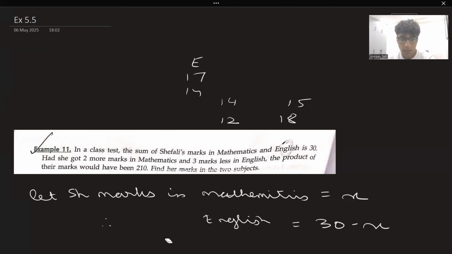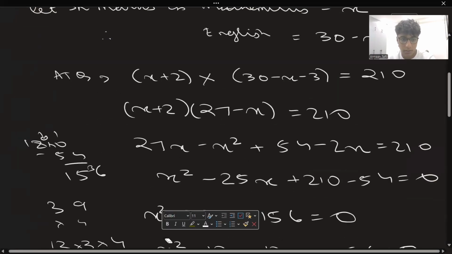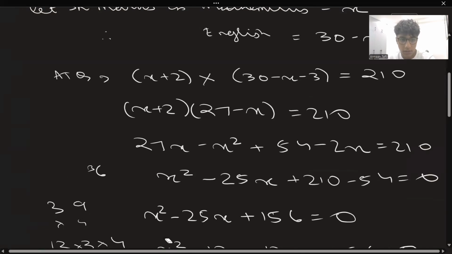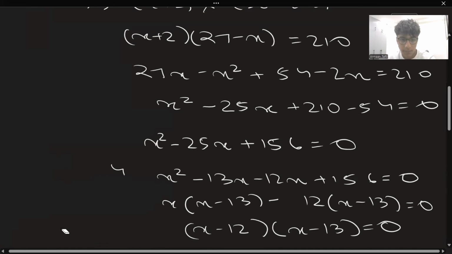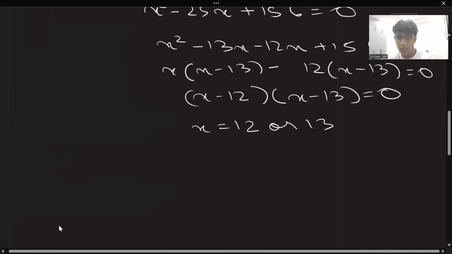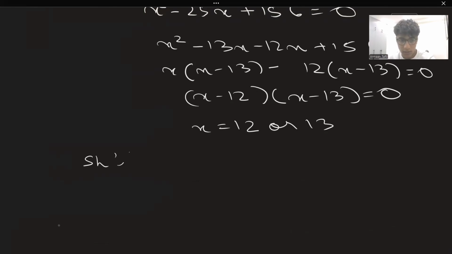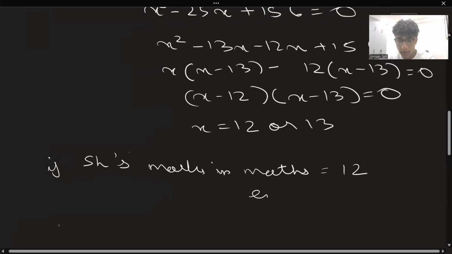Now watch how you write the answer. Let me just erase all of this from here. These calculations can go so that it's clear. So that means that x is the marks in mathematics. So we can say Shefali's marks in maths, if Shefali's marks in maths equal 12, English equals 30 minus 12, which is 18.